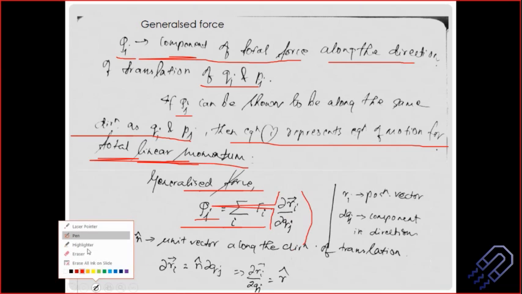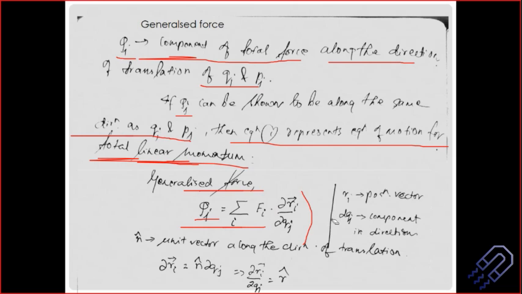You know how to represent directions. You already know how, because whenever you consider a case where you have a position vector, and we differentiate it with respect to one of the coordinates, we are actually defining the direction. So Ri is the position vector and dqj is the component in the direction.